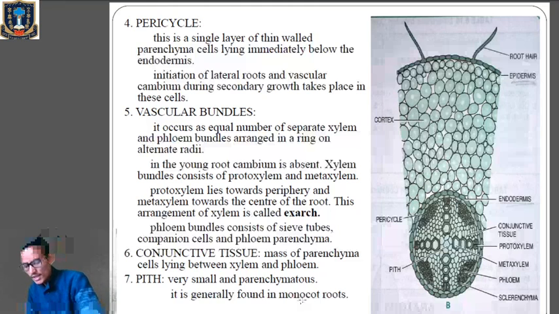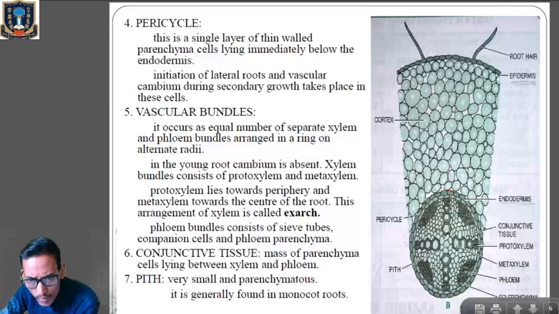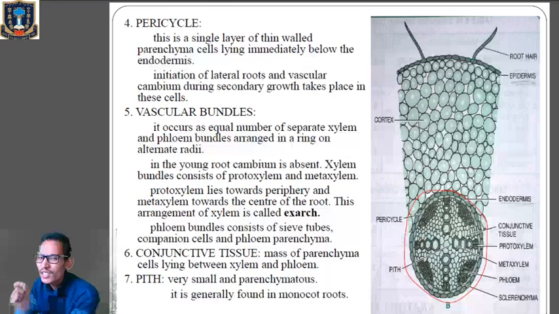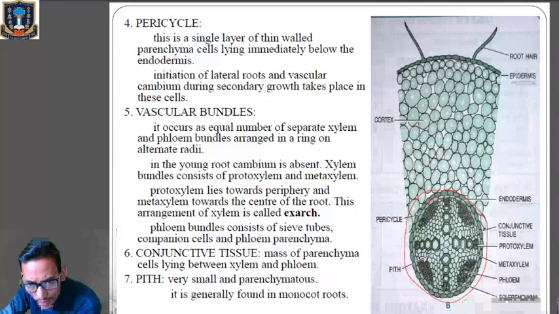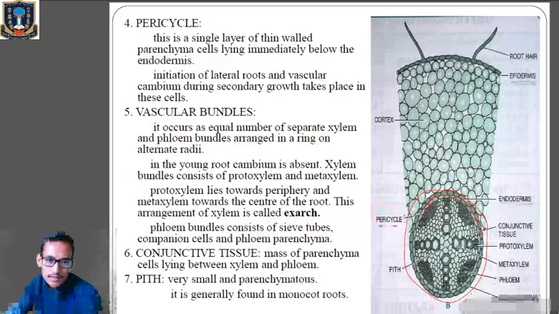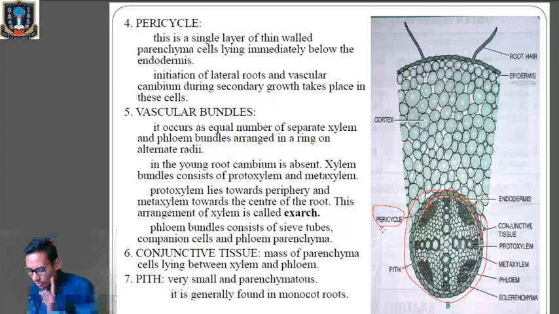Now next part we will talk about the pericycle. Just next to the endodermis, this outer cell was the endodermis, we have just seen. Now close to the endodermis we will find a single layer of thin walled parenchyma cells, just lying below the endodermis. When you look at the structure over here, can you see these cells just below the endodermis? These cells are called pericycle cells. They also form a single layer. Initiation of lateral root formation and vascular cambium during secondary growth takes place through these cells of pericycle. Secondary growth we will learn in the next class.